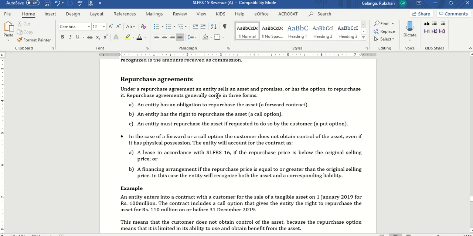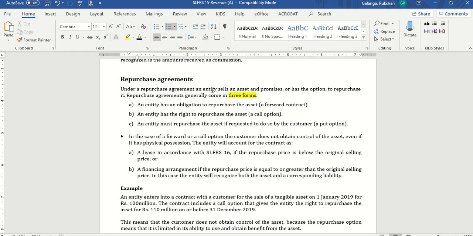This kind of repurchase agreement is also addressed by this standard in 3 ways, right? Under the repurchase agreement, an entity sells an asset and promises or has an option. Remember, promise or option. Two things. Promise in the sense they will definitely repurchase the asset. Option in the sense either they will use it or not, right? So in a repurchase agreement, an entity sells an asset and promises or has the option to repurchase it. Repurchase agreements generally come in 3 forms.